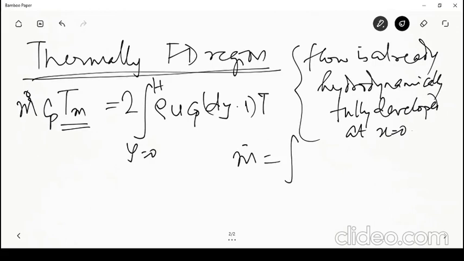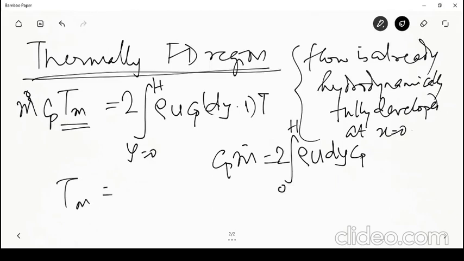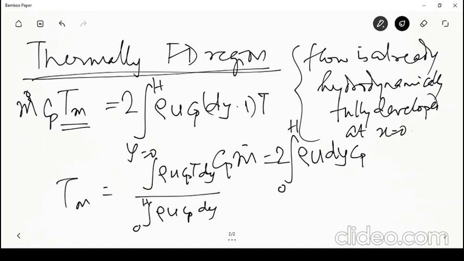Now m dot itself is nothing but the integral from 0 to h of 2 rho u dy. So m dot Cp will have a Cp here. Tm will therefore be equal to, with the 2 cancelling, the integral of rho u Cp T dy divided by the integral of rho u Cp dy from 0 to h. So this is the definition of mean temperature.